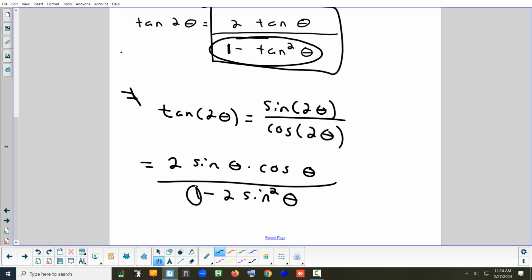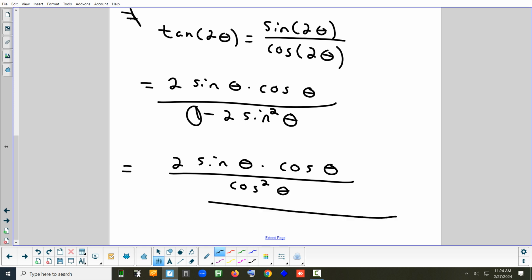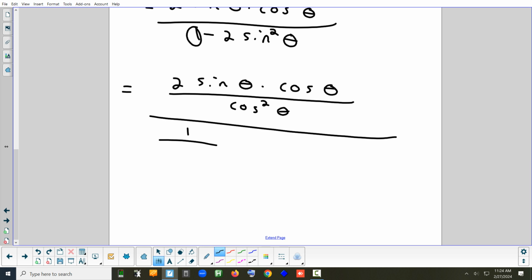Watch what happens. So we've got 2 sine cosine. Let's divide that by cosine squared. And let's take the bottom and divide it by cosine squared. On a test, what would you recommend to be the best method to show multiple fractions in a fraction? I write it just like that. So I took the top and divided by cosine squared, and I'm taking the bottom and dividing by cosine squared.